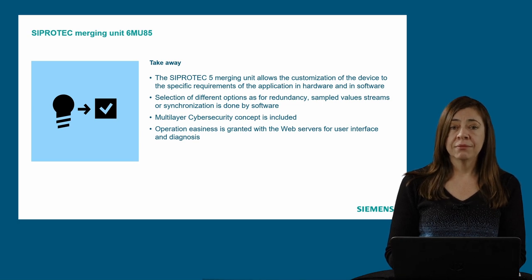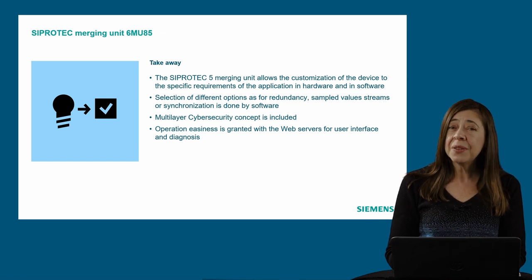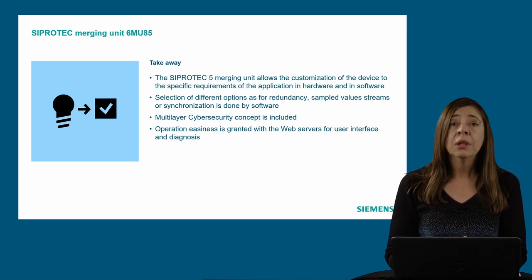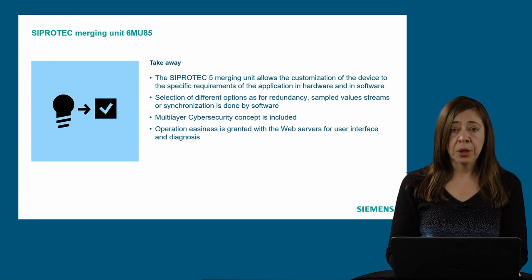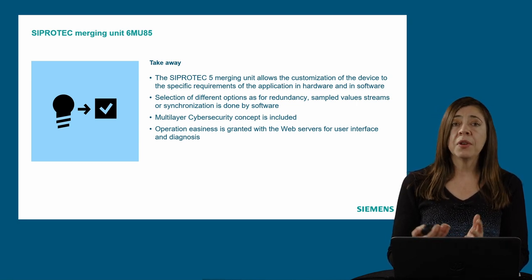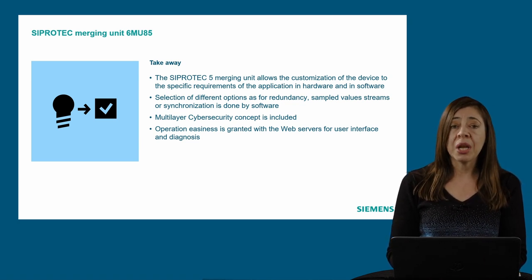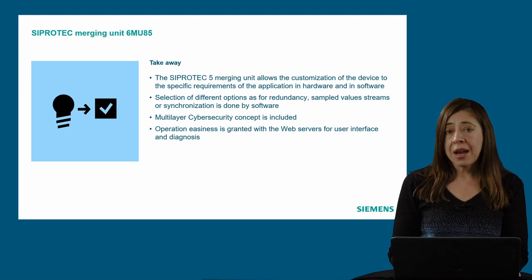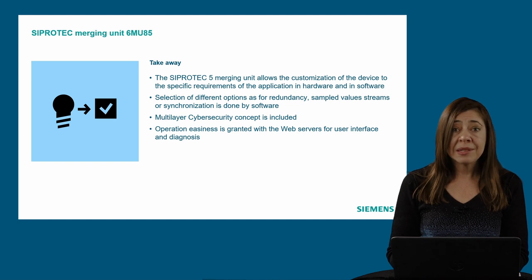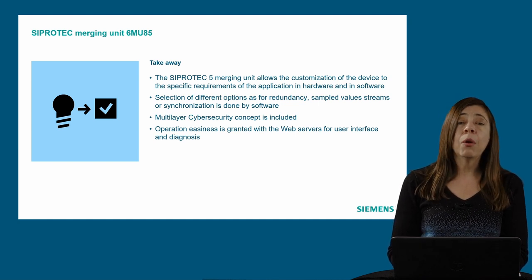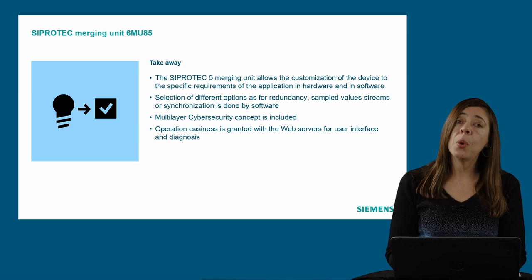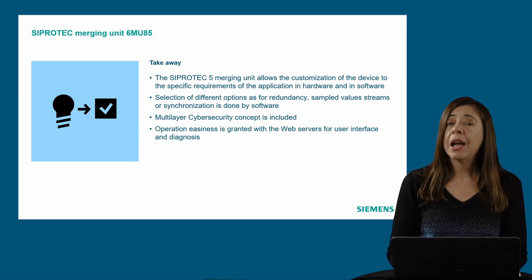To take away, the SIPROTEC 5 merging units allow the customization of the device to the specific requirements of the application in hardware and also in software. The selection of all different options for redundancy or for the sample value synchronization is done by software. The concept of the multi-layer cybersecurity mechanism is already included, and the operation is easy thanks to the web servers for the user interface and also for the diagnosis in the communication modules.